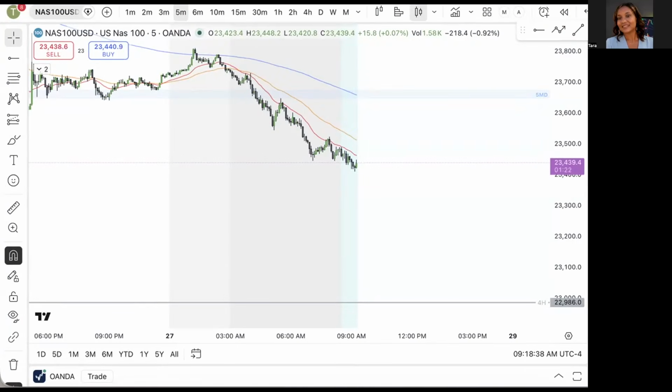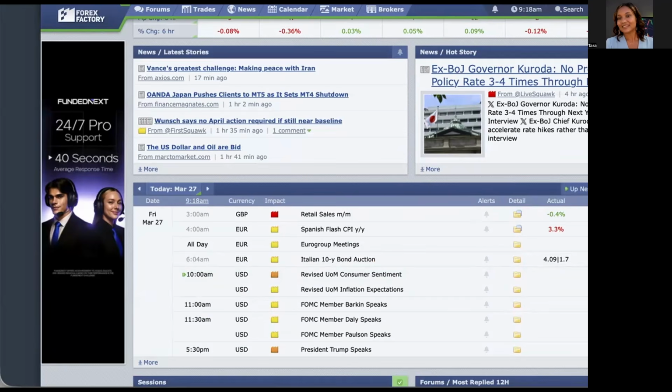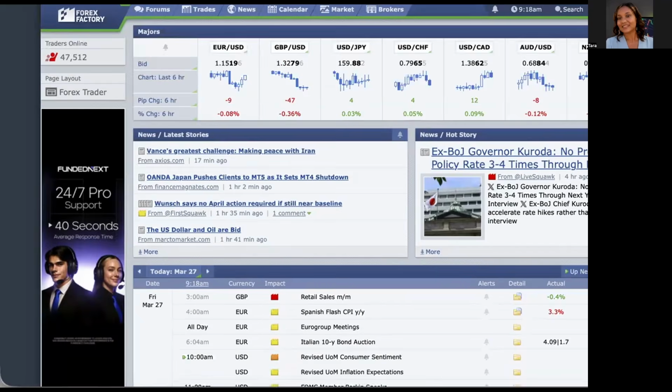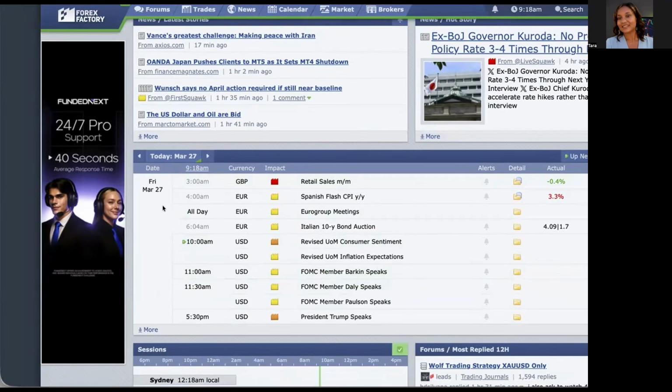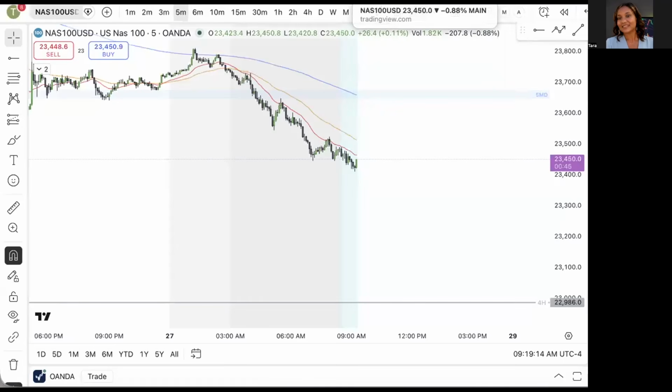On to NAS on a 5-minute time frame, and one of the first things that we want to do in the morning is take a look at Forex Factory. We want to make sure that there is no news occurring during our trading time. So we see there's an orange folder around 10 a.m., but there's no red folder news. We know that price has been pretty volatile, so we always want to check Forex Factory first, and we always want to manage our risk.